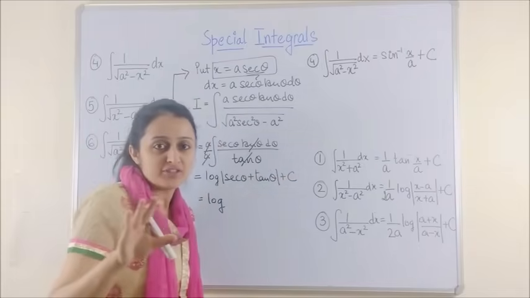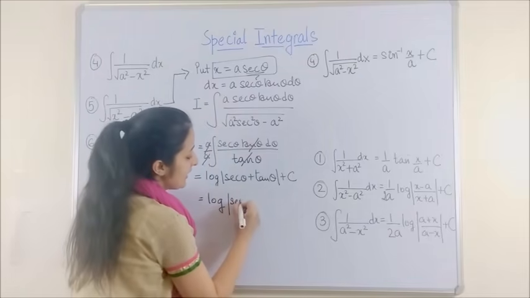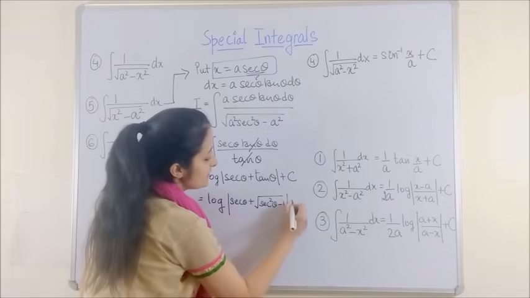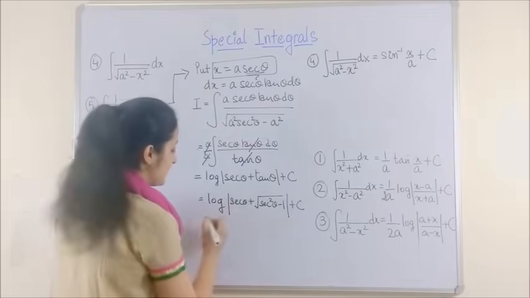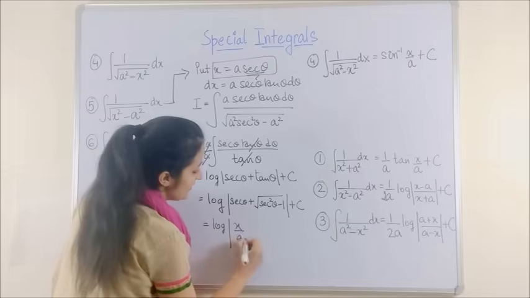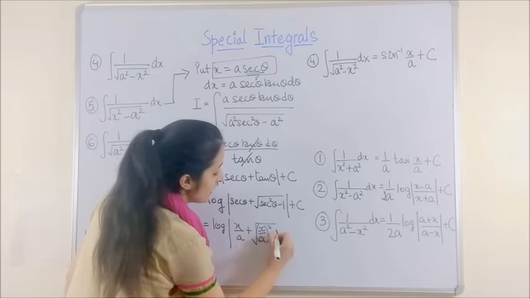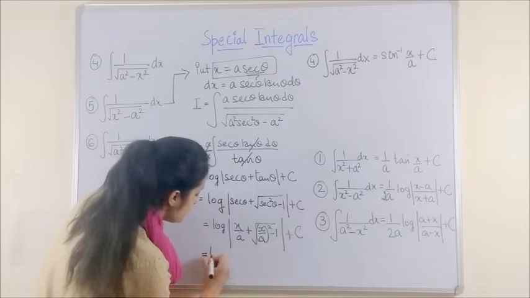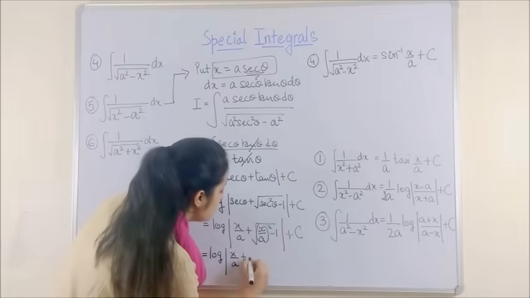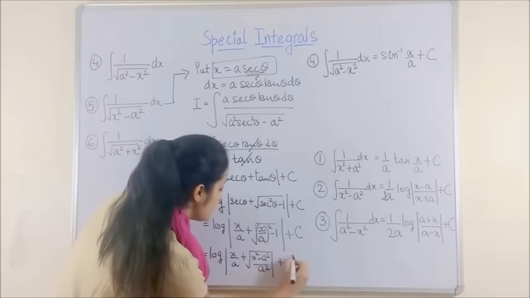We apply a very small trick before we substitute back the original function. That is that we convert tan theta into square root of secant square theta minus 1. How does that save our time? Because now your secant theta is x by a, and I can use the same over here plus c. This becomes log of x by a plus under root of x square minus a square upon a square plus c.